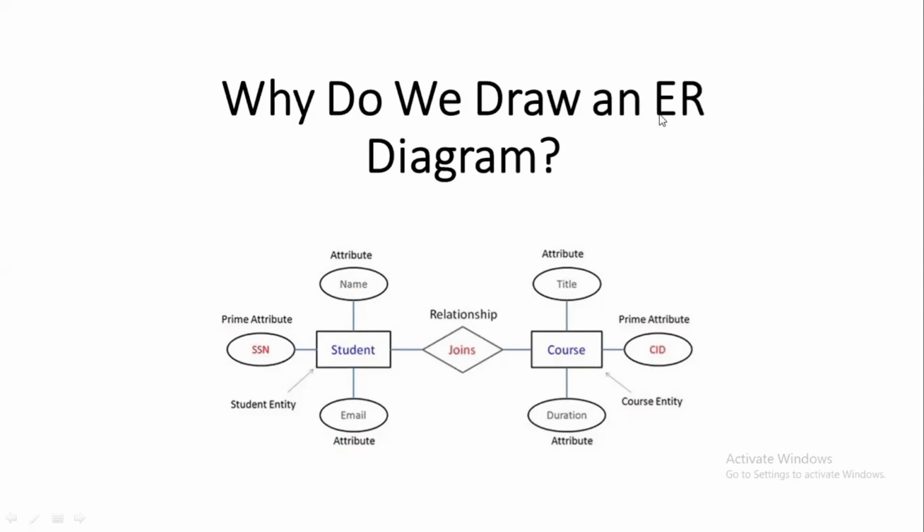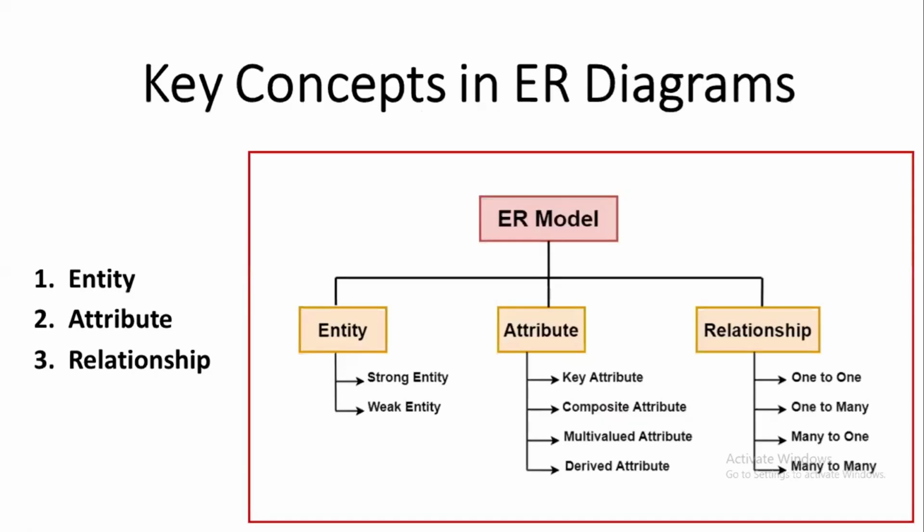The next thing is the main key components in the ER diagram. The three main components, or concepts, are entity, attribute, and relationship. We can divide the ER model or ER diagram into three main parts: first entity, second attribute, and third relationship. The entity can be divided into another two main parts, strong entity and weak entity.